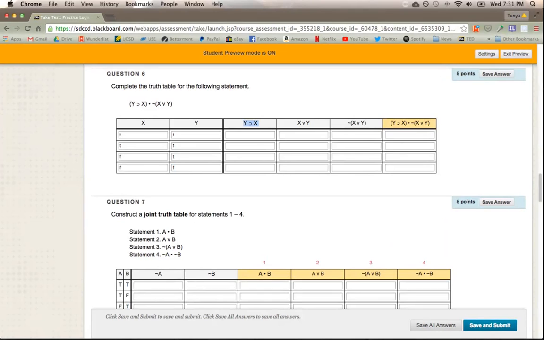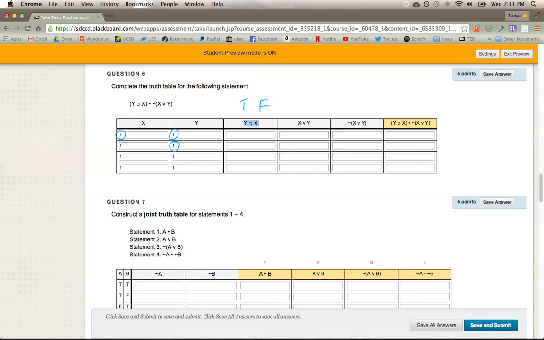There is only one case where a conditional statement is false, and that's the TF case. The TF case is where the antecedent is true, in this case that's Y, and the consequent is false. So is there any row where Y is true and X is false? Row 1, Y is true, X is true, so that's not a case. Row 2, Y is F, not even in the running. Row 3, Y is true and X is false. Here's a TF case. And then finally, we've got F and F, irrelevant.